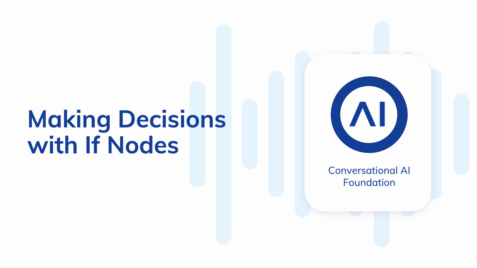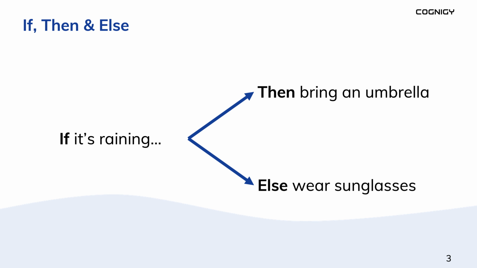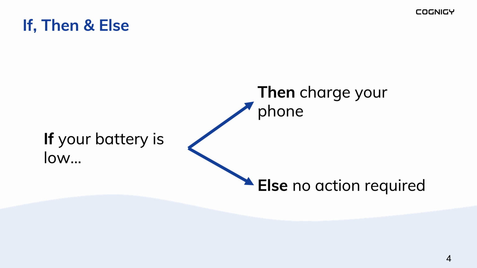If you aren't familiar with the concept, if nodes test for a condition and either follow a then path or an else path. So for example, if it's morning, then make coffee, else drink water. If it's raining, then bring an umbrella, else wear sunglasses. Sometimes there's a then without an else. If your battery is low, then charge your phone. Else, you don't need to do anything.